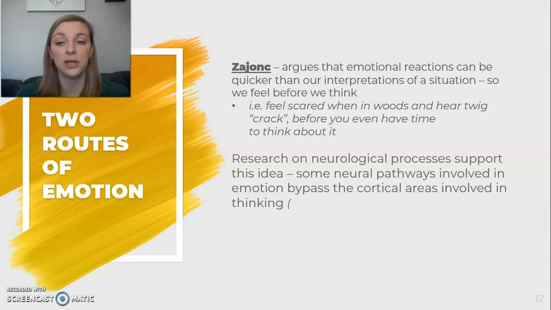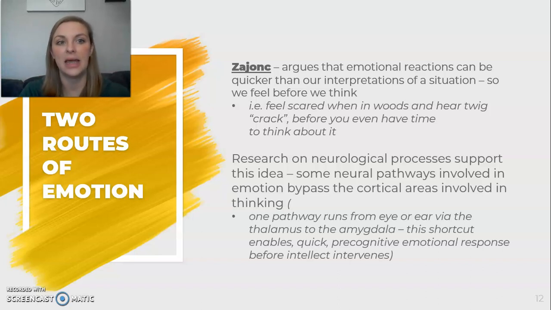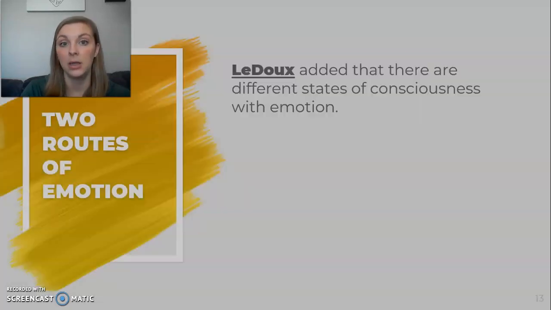Most neurological research supports this idea that there are neural pathways that bypass the cortical areas involved in thinking, meaning that we have neural connections that go straight from like our eyes to our amygdala that would bypass any sort of thinking areas of our brain. Basically, we're having an emotional response without thinking about it, okay?